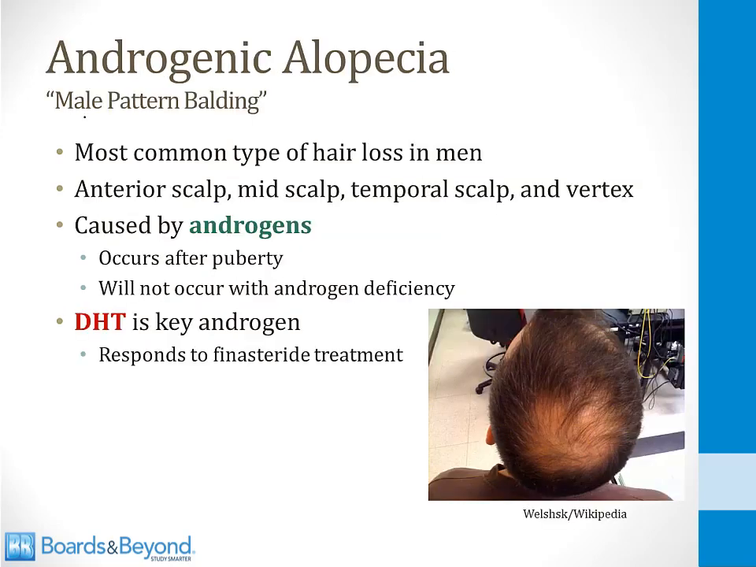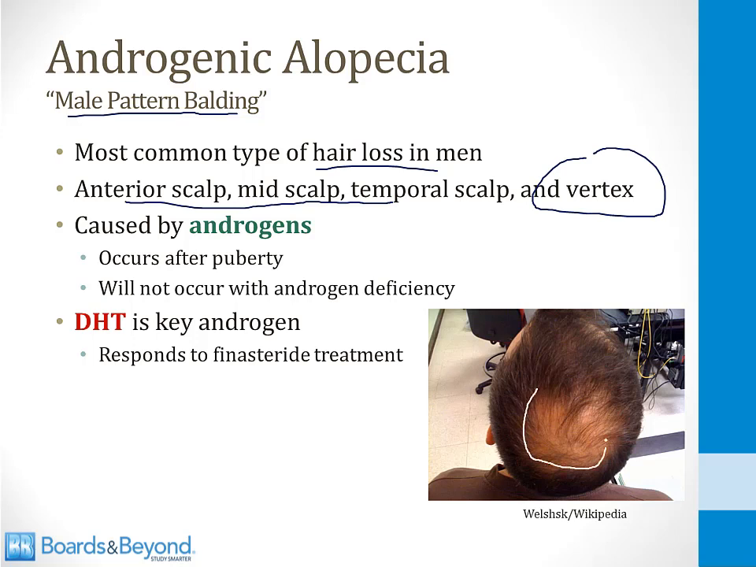Androgenic alopecia is the formal name for male pattern balding. This is the most common type of hair loss in men. Men can lose hair in the anterior scalp, the mid-scalp, the temporal scalp, and the vertex, which is the top of the head. If you look at this picture on the screen, this man has thinning of the hair at the top of the head.